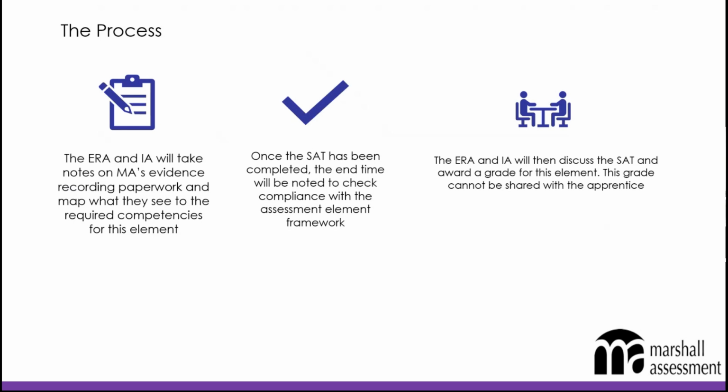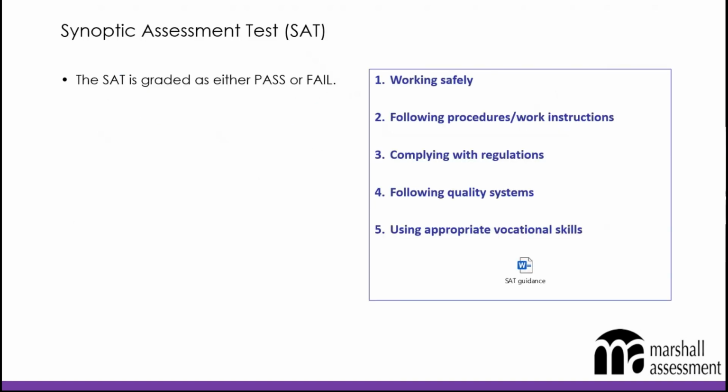Now, although the ERA can make a decision, if the IA and the employer registered assessor don't agree, then the final vote, if you like, would be done by Marshall Assessments. That information would get passed back to our quality team, who will review all of that information and make a final decision. Okay, so we said it's pass or fail.